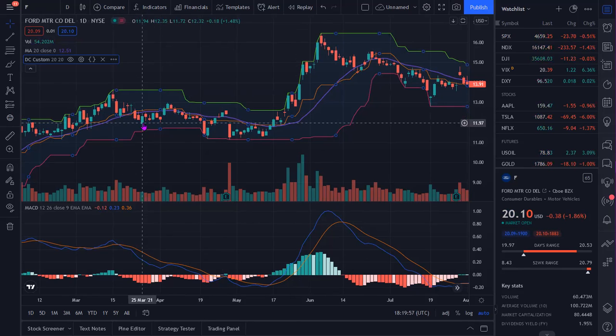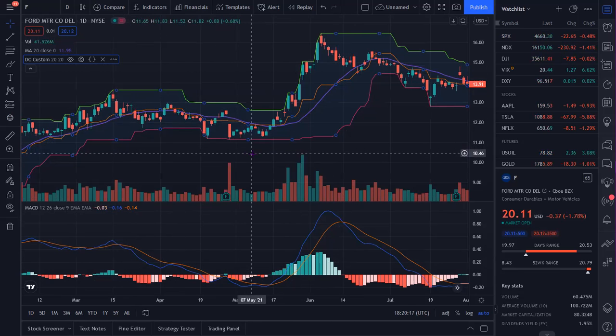As usual, we're going to combine this with a few other indicators. You'll see that we have the MACD here and a 20-day moving average here in purple, in addition to the Donchian price channels on this chart for Ford. So let's go to 21 May. And you'll see that here's the price channel.